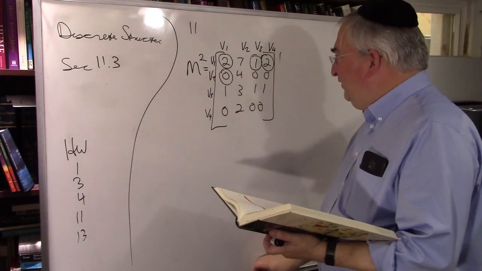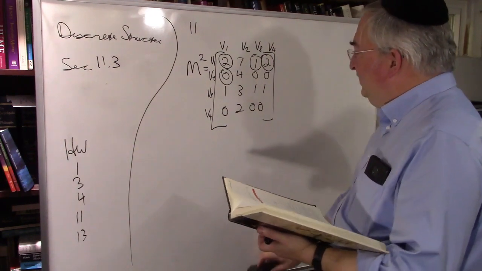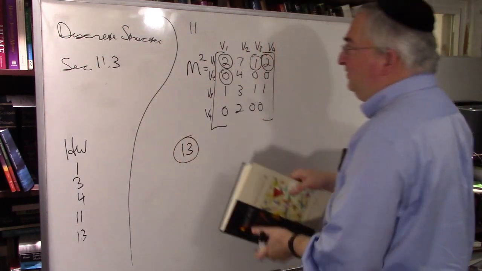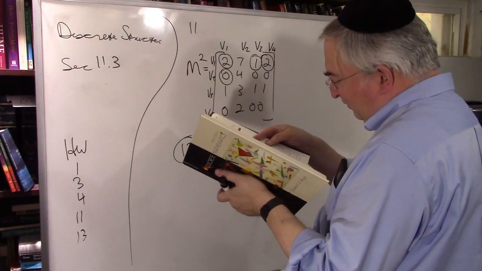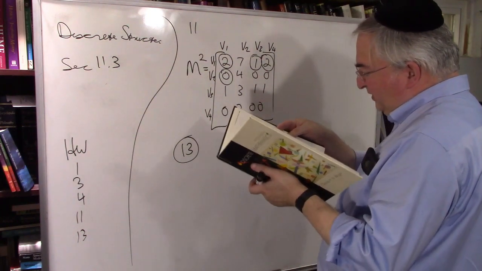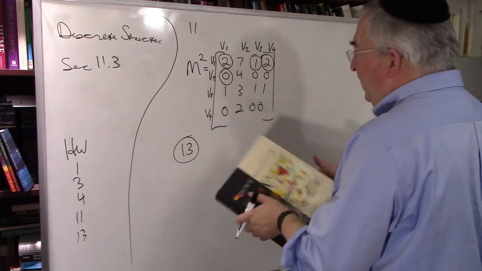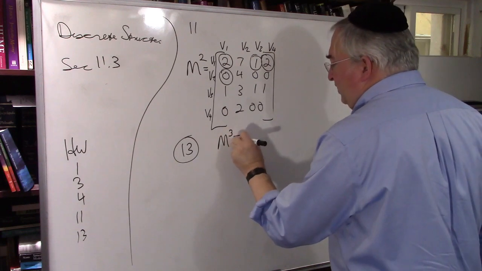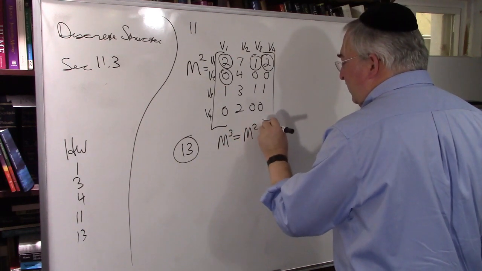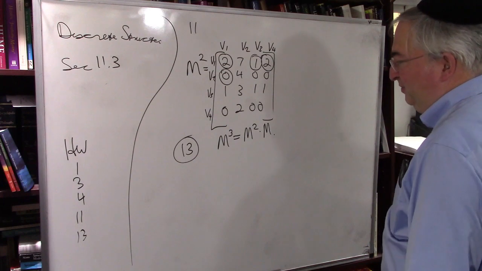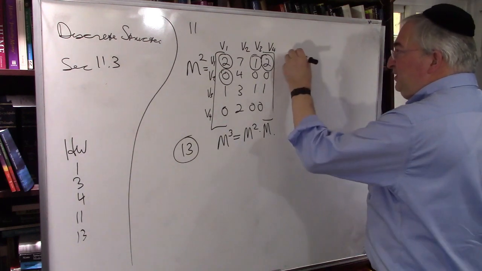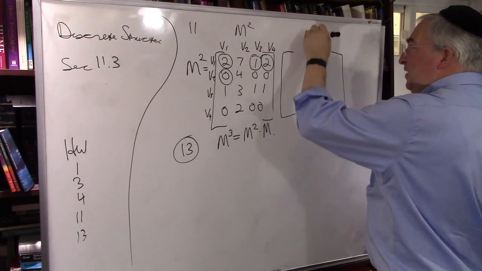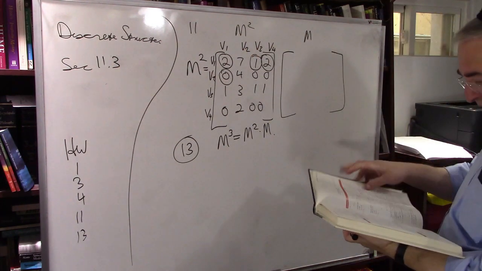Basically, we're doing number 13 now. Calculate M cubed for the adjacency matrix in example 1. This is M squared. M cubed is M squared times M. So we know what M squared is. Now we just have to put in another thing called M. Let's do it.